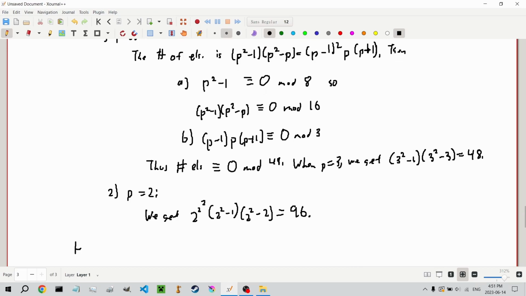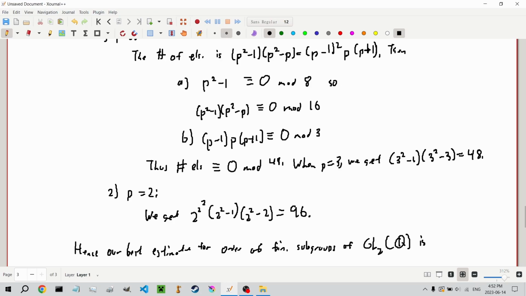And we get this: our best estimate for the order of finite subgroups of GL2 of Q is 48. But we can actually improve this.